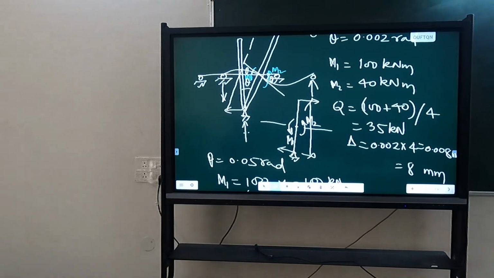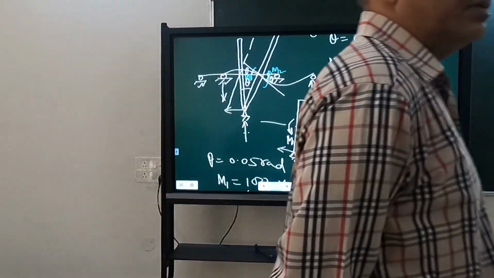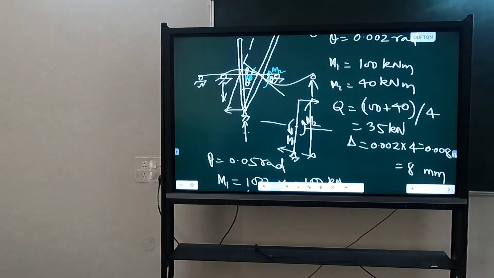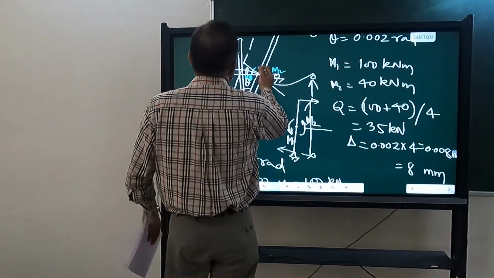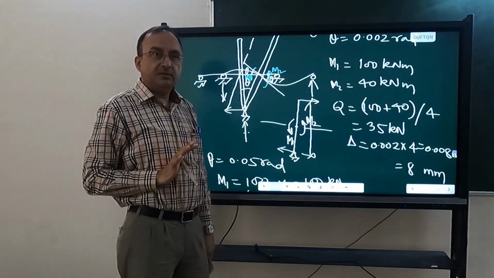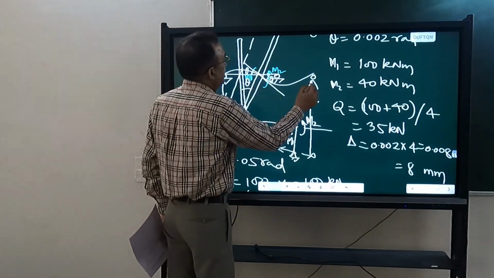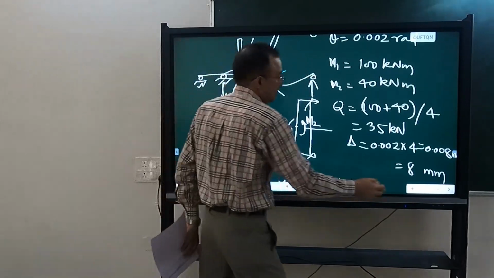You said the reaction should be different at this support and this. Right. So, why should the reaction be different? Because the moment is different. This moment is different than this moment. That you agree? And equilibrium has to be satisfied for this beam.